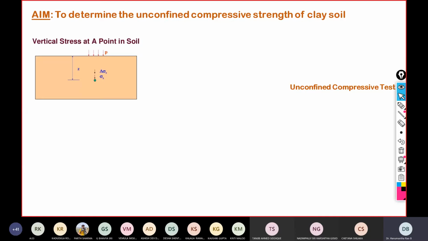a soil. Till now we were discussing how to determine the permeability characteristics of a soil. That part we have covered in the previous lecture. Now today let us cover another topic, that is how to determine the strength of a soil sample. Here the strength is determined by resorting to the unconfined compressive strength test. In short it is also called UCS, typically unconfined compressive strength.